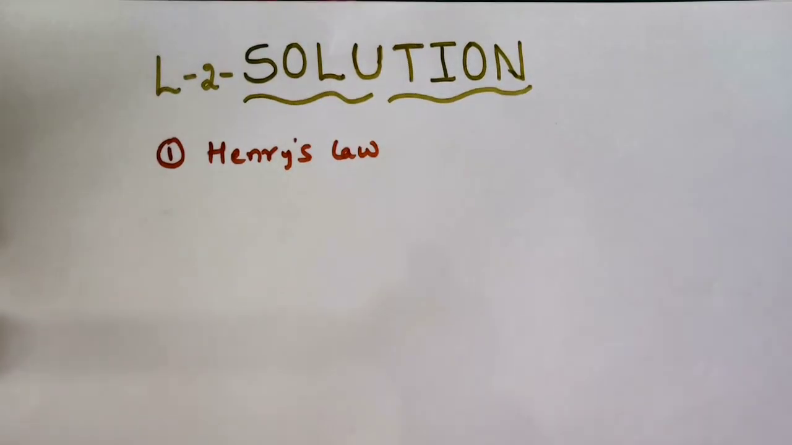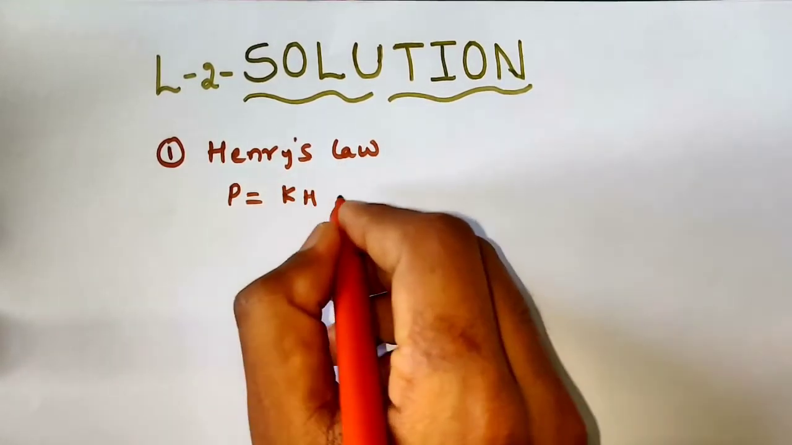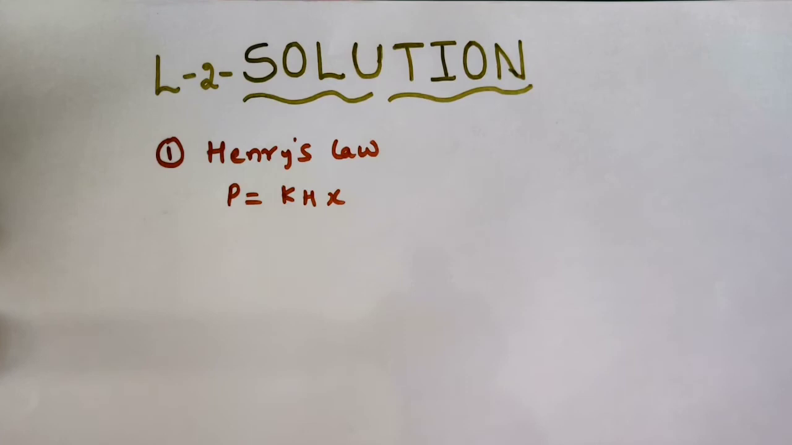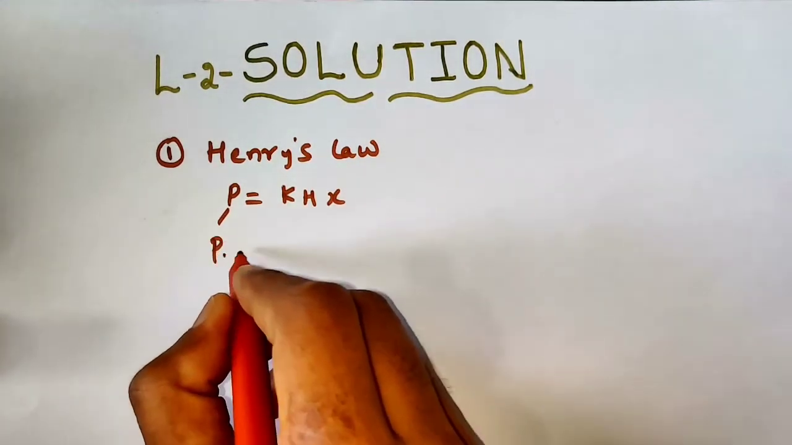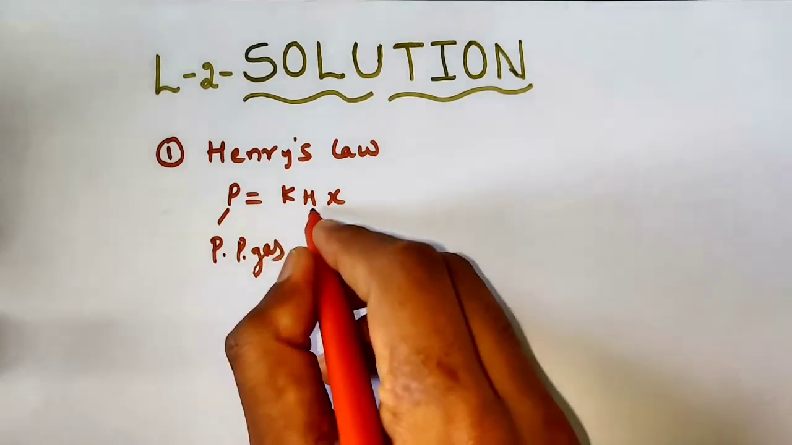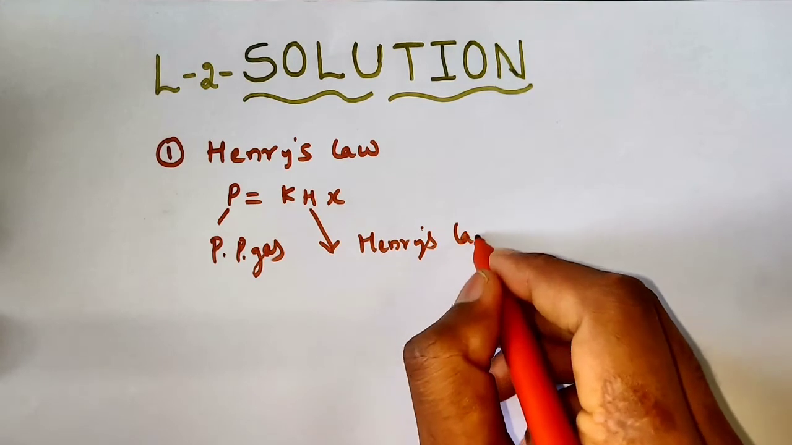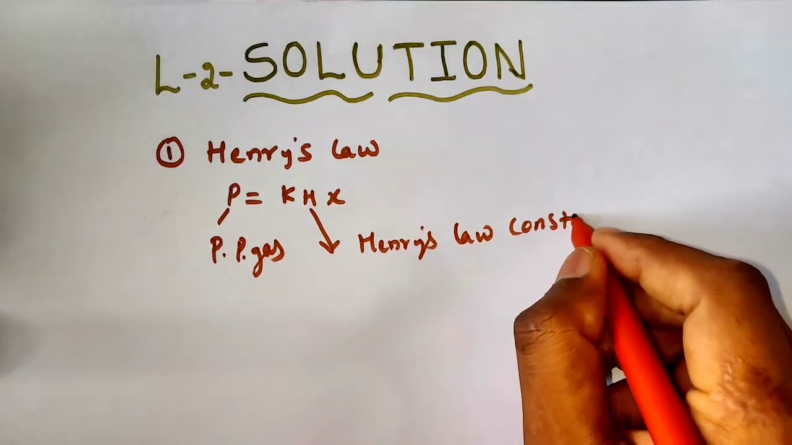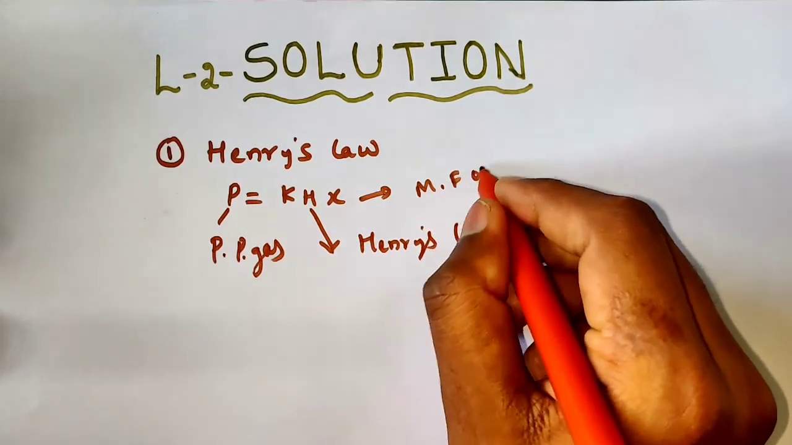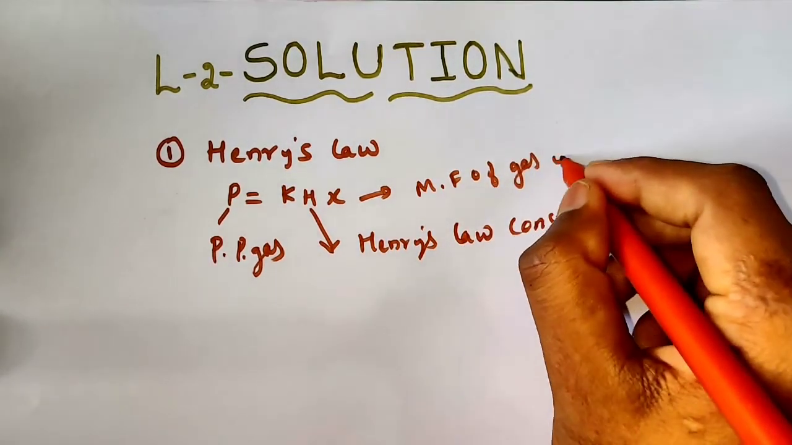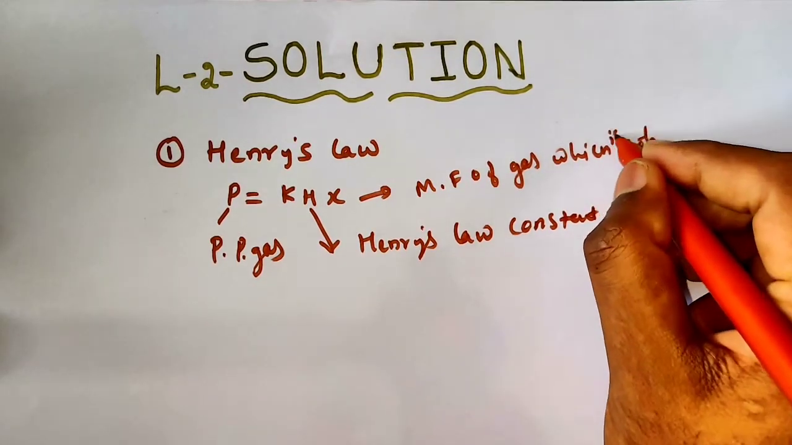From Henry's law we come to know that P is equal to KH into X, where P is the partial pressure of the gas, KH is the Henry's law constant, and X is the mole fraction of the gas which is present in solution.